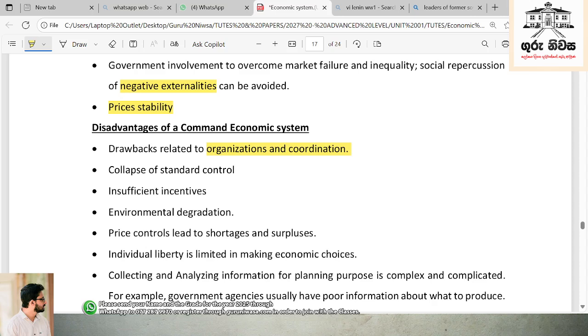So complicated. So coordination problems might occur, collapse of standard control. Next, goods and services: this government organization can produce, but sometimes the quality is not there because there is no self-interest in nature. We need to do something for ourselves.